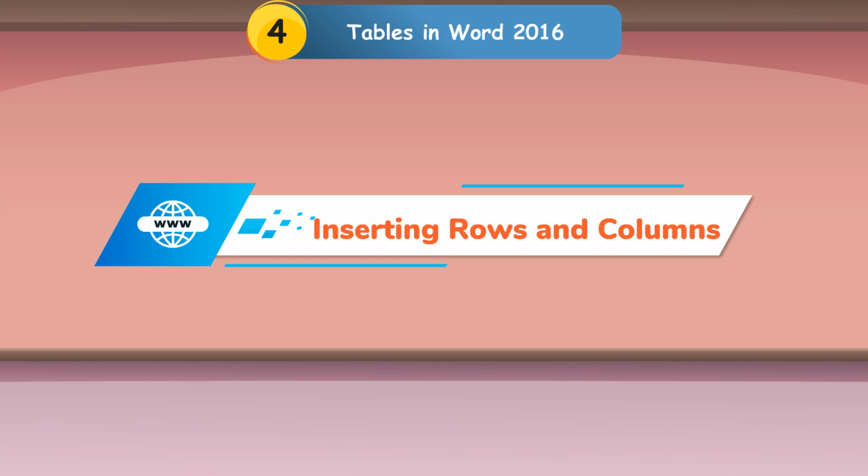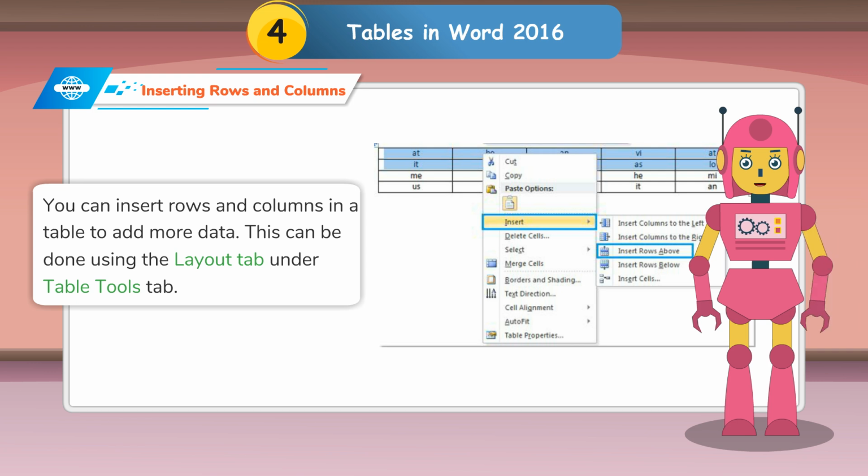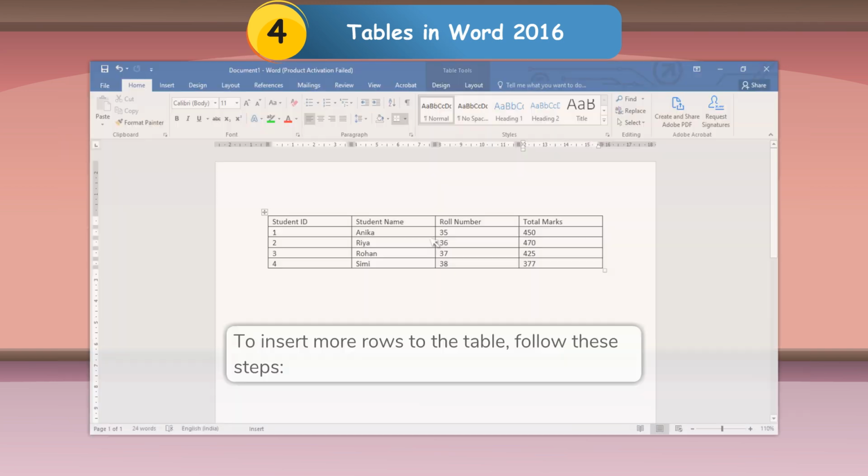Inserting rows and columns. You can insert rows and columns in a table to add more data. This can be done using the Layout tab under Table Tools tab. Inserting rows in a table. To insert more rows to the table, follow these steps.